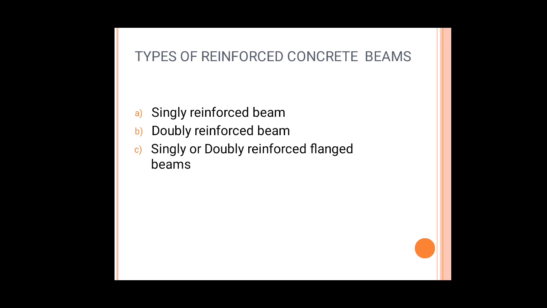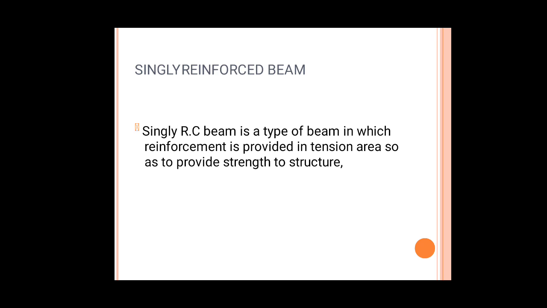Now let's go to the main topic. Generally there are three types of beam: singly reinforced beam, doubly reinforced beam, and singly or doubly reinforced flanged beam, or we can say a T-beam. So what do we mean by a singly reinforced beam? A singly reinforced beam is that type of beam in which steel is provided only in the tension zone, to provide strength to the structure.